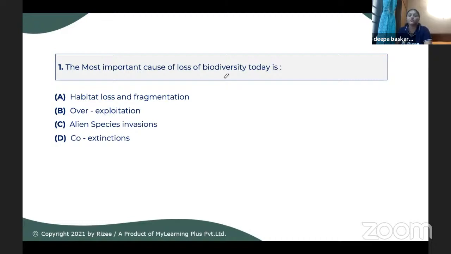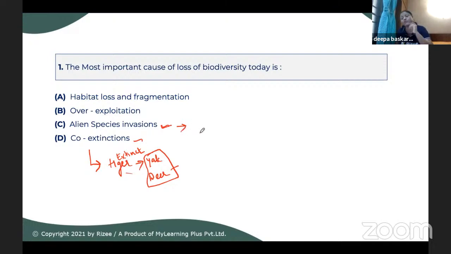The most important cause of loss of biodiversity today is, so all are, that is alien species invasion and even co-extinction. What do you mean by co-extinctions? Co-extinction means, for example, what is the food for tiger? If I take food for tiger, maybe yak or deer. If these two species go extinct, that is, the food of tiger becomes extinct, automatically tiger will become extinct. Clear? So this is called co-extinction.